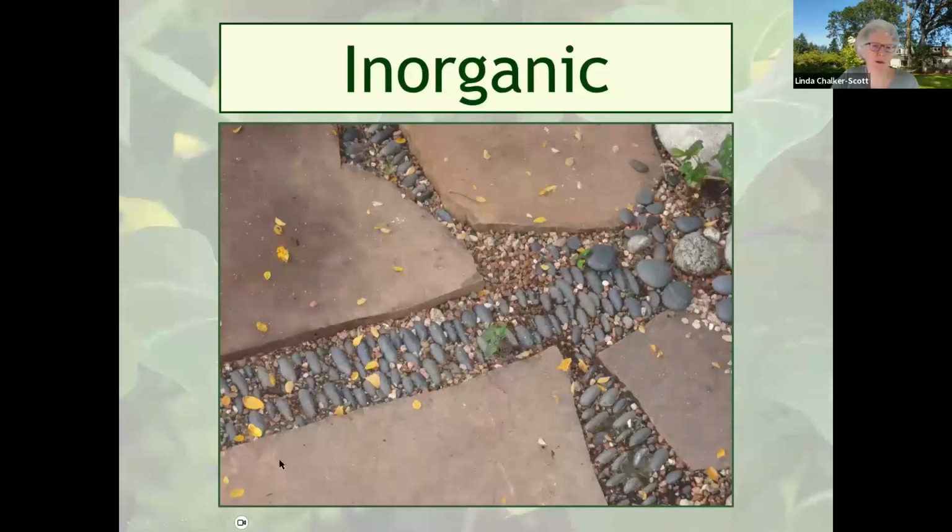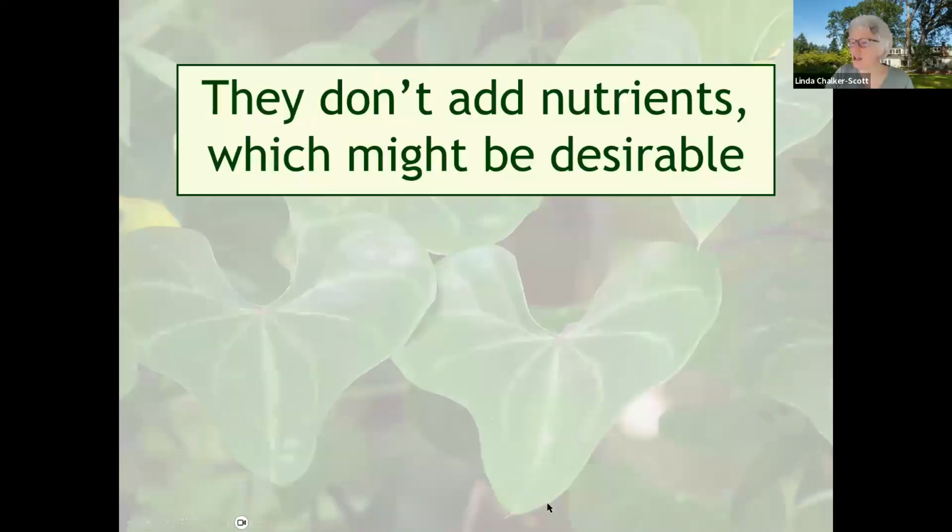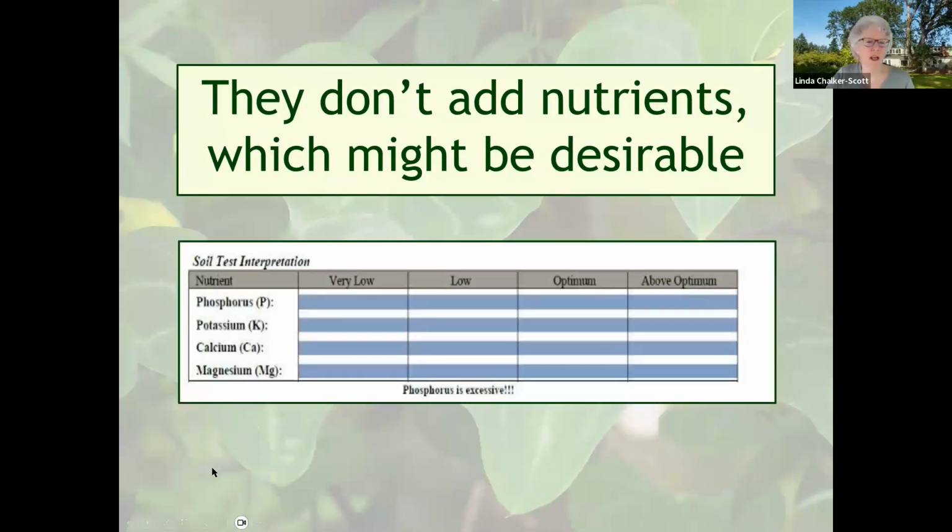There's lots of inorganic mulches, as I mentioned before. And you can have a lot of fun artistically with these. And they don't add nutrients, which could be a drawback, or it could be really desirable. If you have an area that's overly loaded with organic matter, then maybe you want to use a mulch in part of it that doesn't add more nutrients to the system.